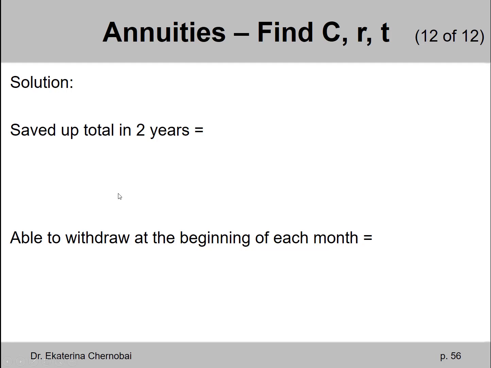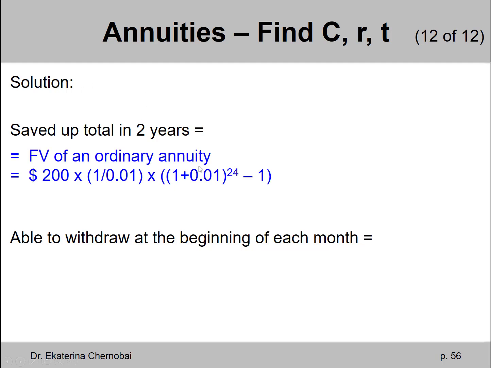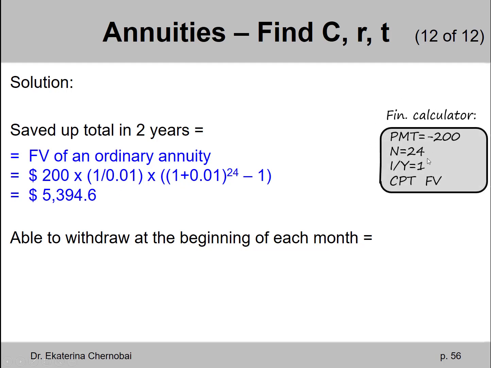So step 1, after 2 years, after making a total of 24 deposits, $200 at the end of each month, they will be able to save $5,394.60 if you plug in the numbers into the future value of an ordinary annuity formula. Of course you can do it in the financial calculator using 200 negative as PMT, 24 for your N, 1 for your monthly rate, that's your I/Y, and you're computing future value.